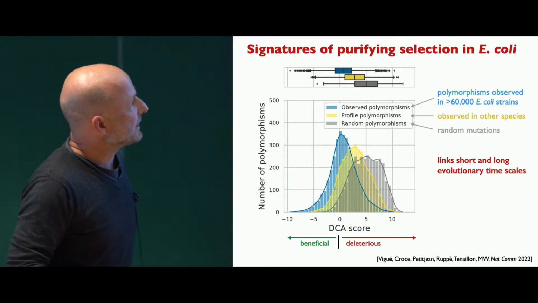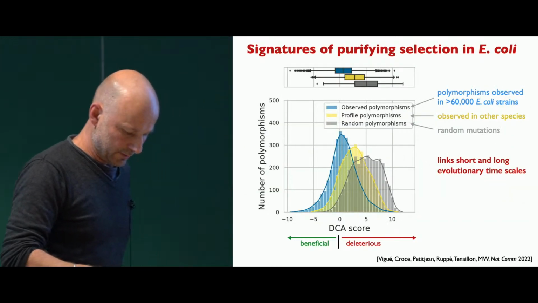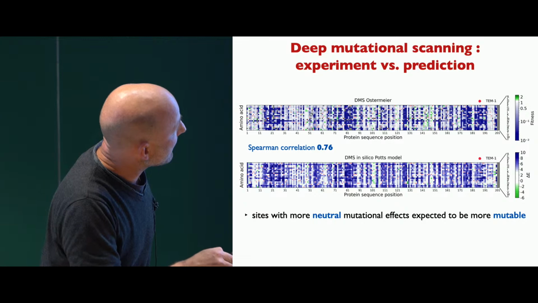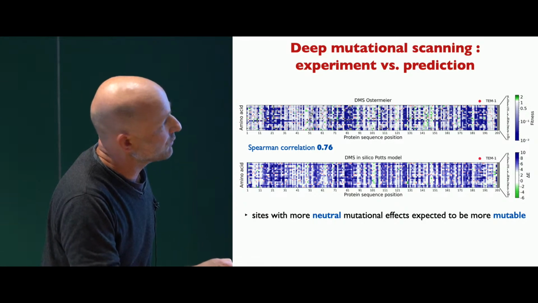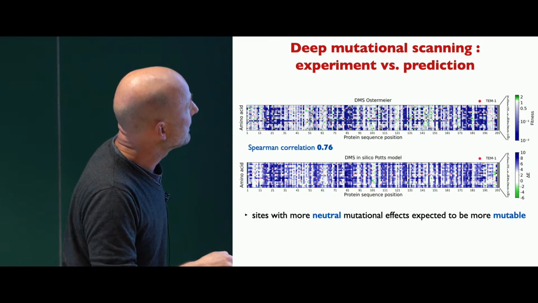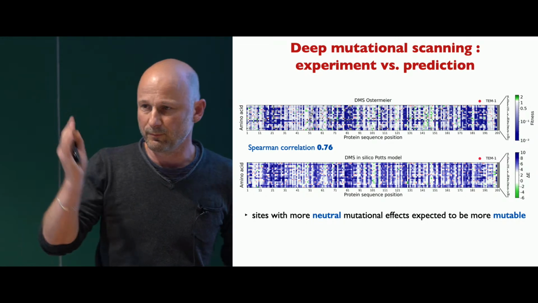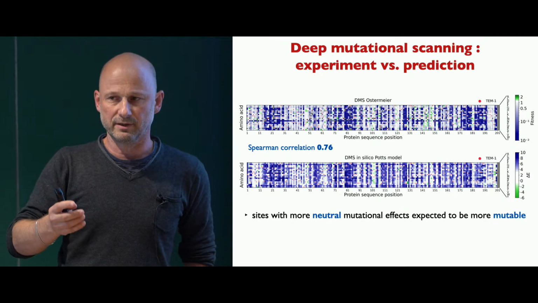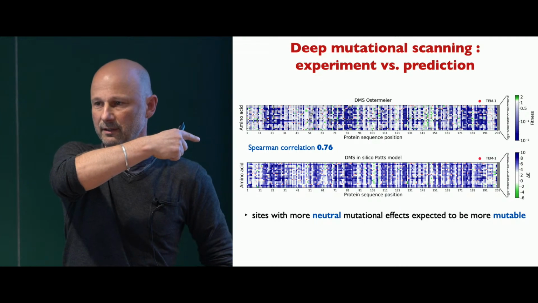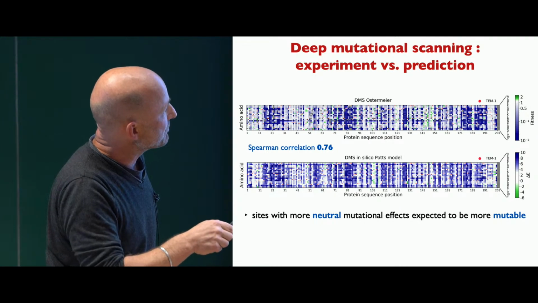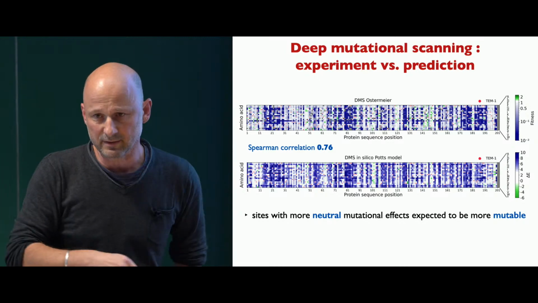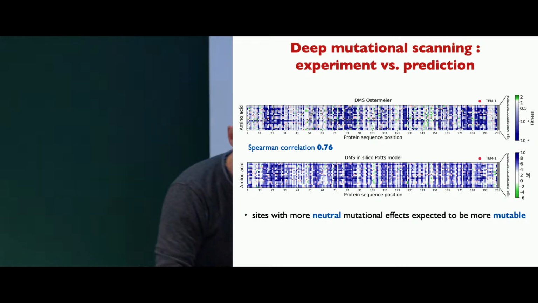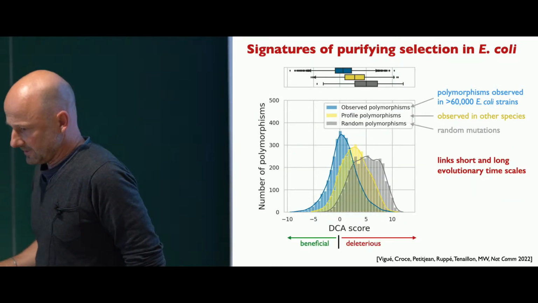Okay, so we can do this, but now you can imagine that there are some positions where this is rather white here, and white is no effect on fitness. It's a neutral mutation, and others are super blue, so whatever you do is really bad for the protein. So now you might imagine that using this you can actually predict mutation, because it might be much easier to get a mutation in a position like this one here than in a position like this one. Let's look if this is the case.